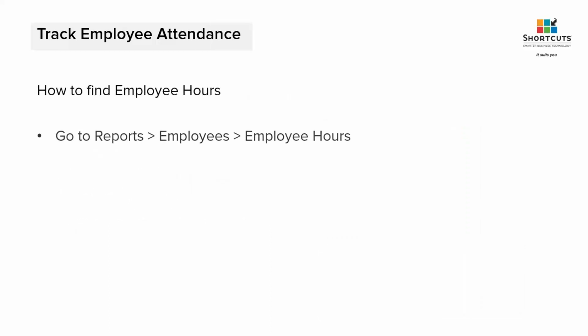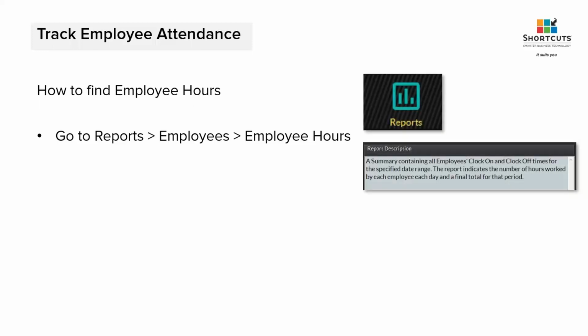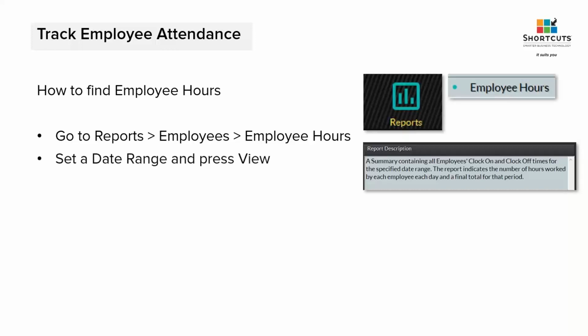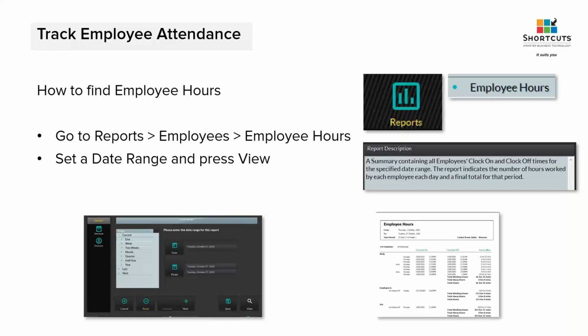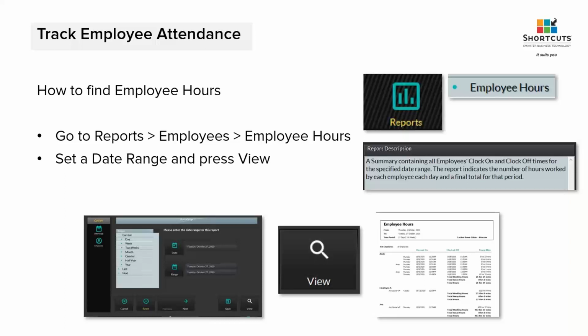Now, if your staff is clocking in and clocking out, and you just want to see what their actual hours are, what report has that information, you would go to the report screen, and the specific one, you go to the employee category and employee hours. So of course you can set a date range. Maybe it was for the past week, the past 2 weeks, and then press view.